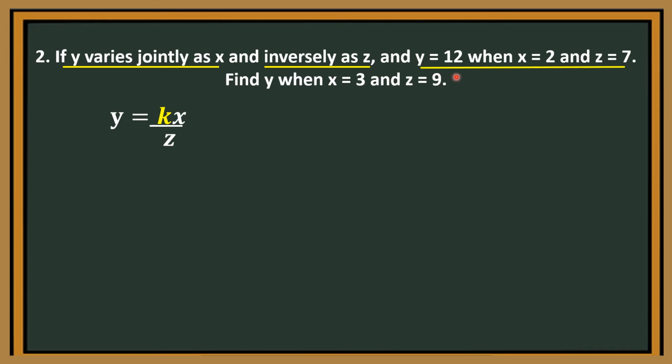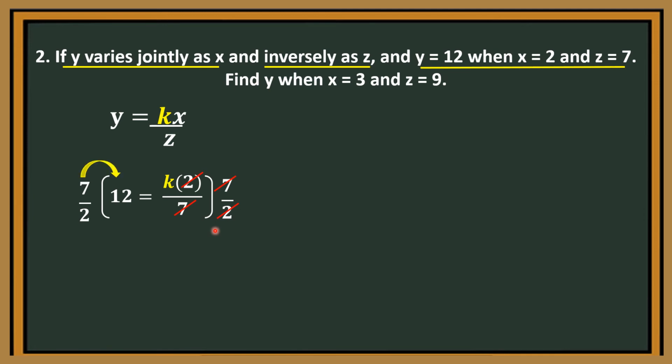Next, let us substitute the values for y, x, and z. Substitute 12 for y, 2 for x, 7 for z. So that is 12 is equal to k times 2 over 7. Then to solve for k, we're going to multiply both sides by the reciprocal of 2 over 7. And the reciprocal of 2 over 7 is 7 over 2. So that you can cancel 7 and 2 on the right side.